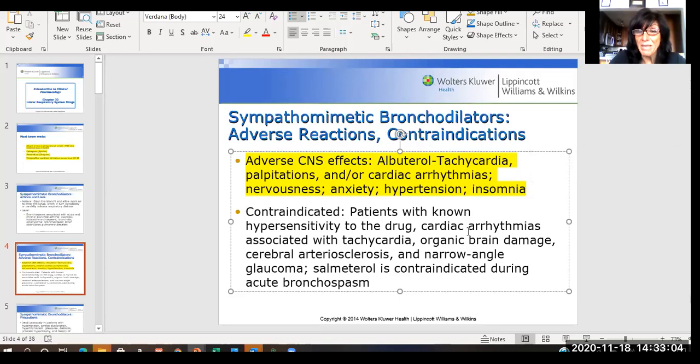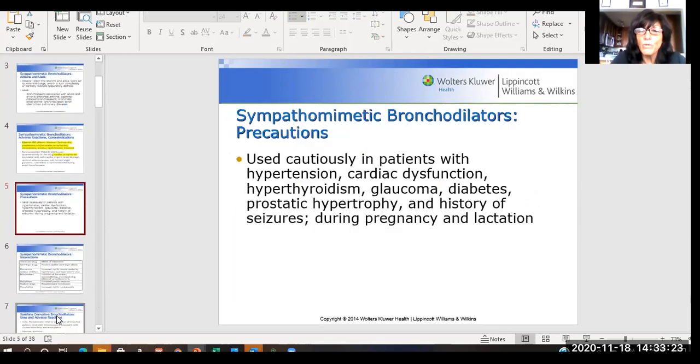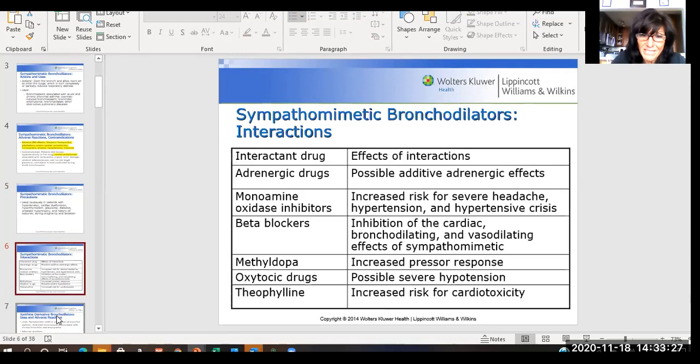If they have an arrhythmia to begin with, and then, you know, there are other things here that they talk about, organic brain damage and, you know, glaucoma. But the big one here is that you need to know if they have a cardiac arrhythmia already, that's not the drug that you want to give them, right? Because it's going to make it worse. And use cautiously if they have cardiac problems or hyperthyroidism, et cetera, et cetera.